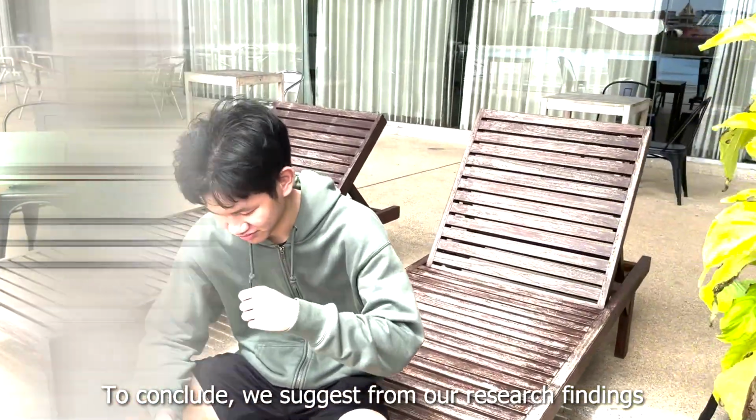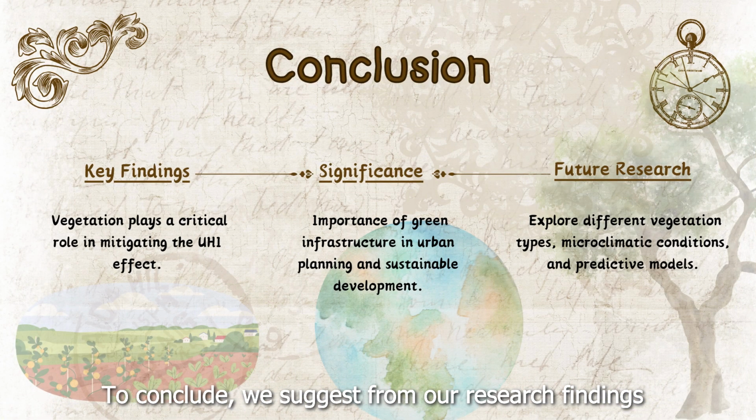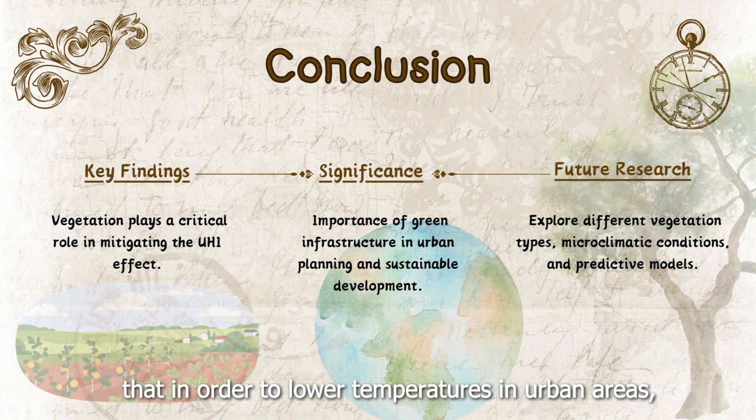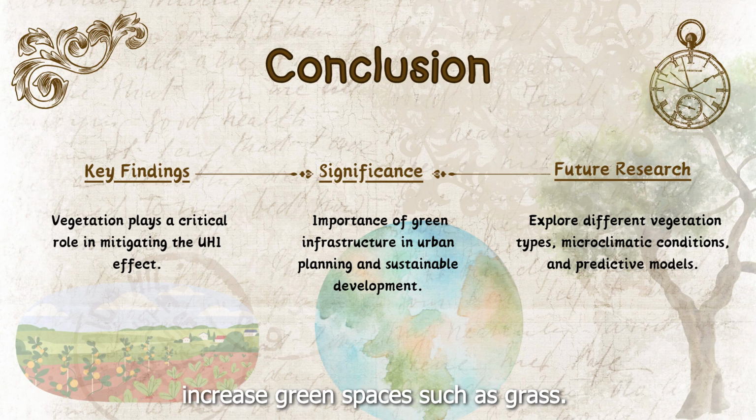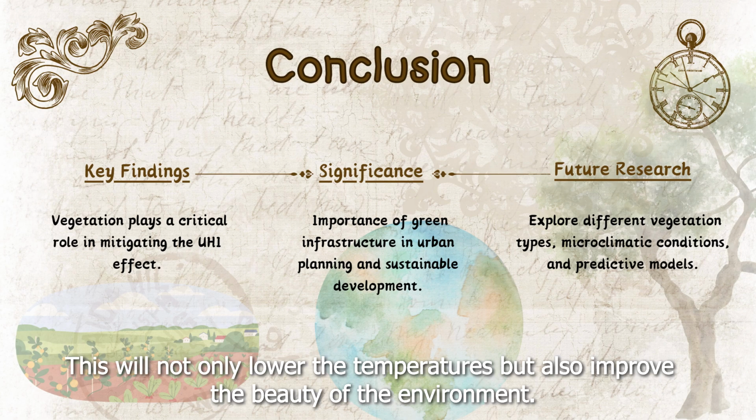To conclude, we suggest from our research findings that in order to lower temperature in urban areas, increase green space such as grass. This will not only lower the temperature but also improve the beauty of the environment.